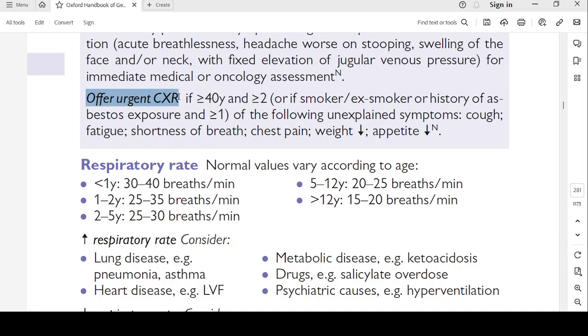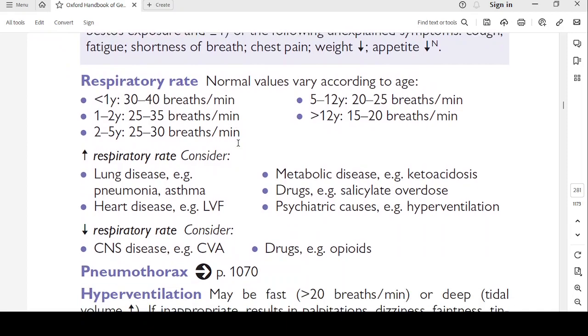So, when do you offer an urgent chest X-ray? If the patient is over 40 years and two of the following unexplained symptoms are present: cough, fatigue, shortness of breath, chest pain, weight loss, and appetite loss, which are unexplained by anything else, then you refer for a chest X-ray. Or if the patient is an ex-smoker or has a history of asbestos exposure, and is more than 40 and any one of these symptoms is present, you order an urgent chest X-ray.